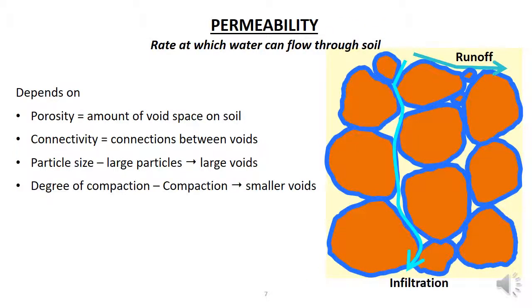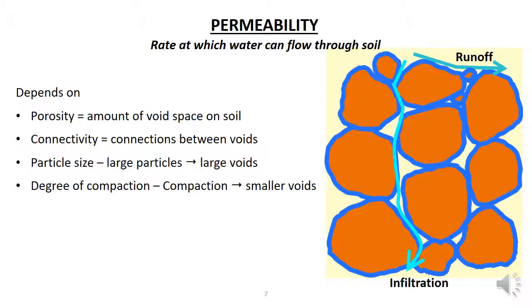Water can flow through the soil via the voids. The rate at which the water can flow through the soil is called its permeability. Permeability depends on the porosity, or volume of the voids, and their connectivity. In other words, how well they are connected.